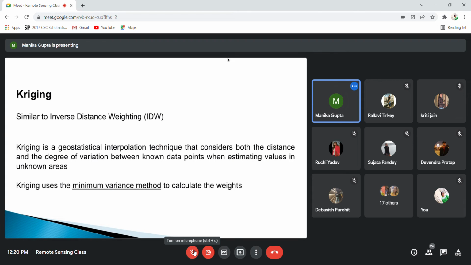The second is that it's taking into consideration the degree of variation between the known data points. That is the variance between the known data. What is the variance of that data? So that is also taken into consideration here.